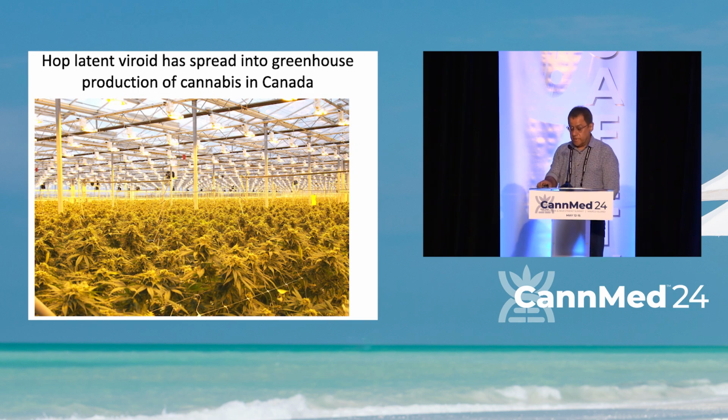So this is greenhouse-grown cannabis, and this is the production system that I'll be talking about with regard to spread of hop latent viroid. It's basically greenhouse-grown cannabis. And hop latent viroid is a major problem, not just in Canada, but as many of you know, also in the US.